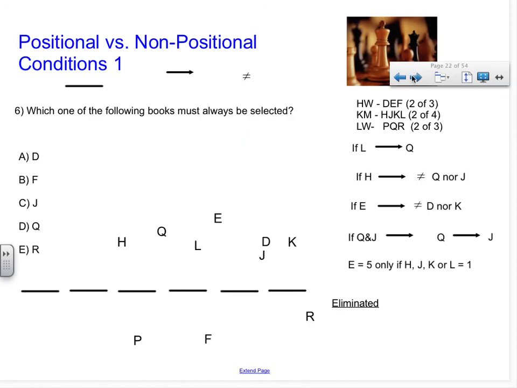Please take a moment to read through our final question 6. Press pause, and when you are ready to continue, press play.